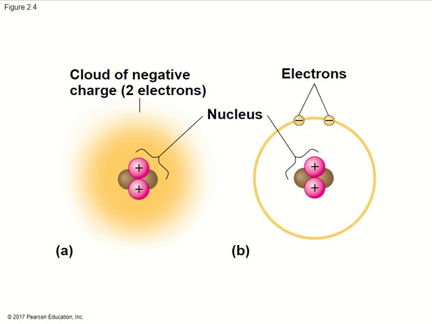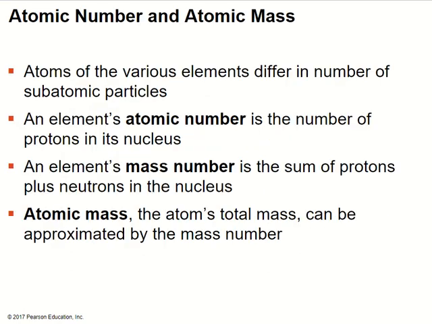While electrons are typically drawn as orbiting particles, they're really more complex than that and are more accurately looked at as clouds of charge. Now, the atomic number and the atomic mass are typically present on the periodic table of elements. Atoms of the various elements differ in the number of subatomic particles.